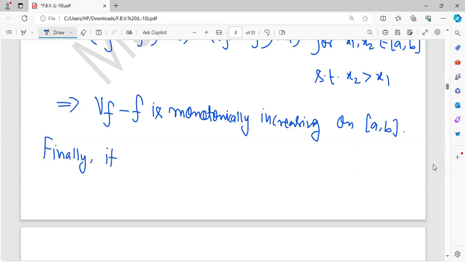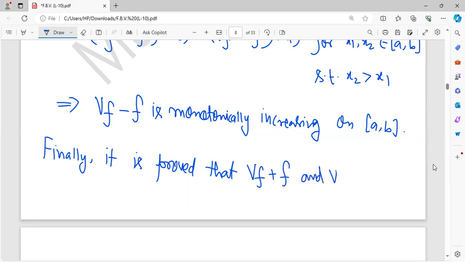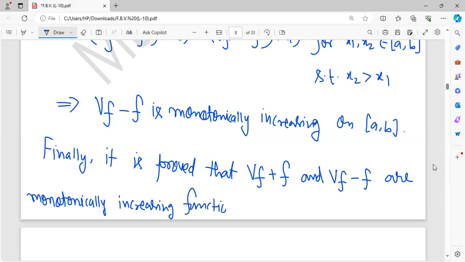So finally, we have proved that V_f plus f and V_f minus f are monotonically increasing functions on the closed interval.